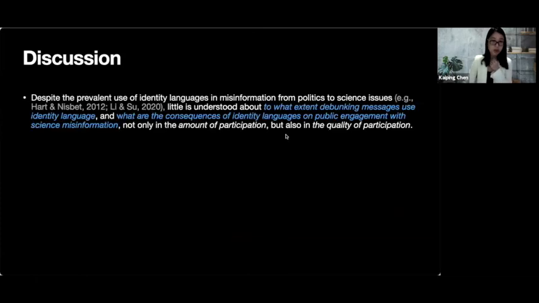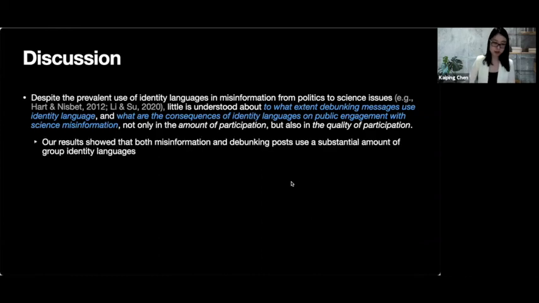So let me summarize our paper. We see that despite the prevalent use of identity language in misinformation, from politics to science issues, little is understood about to what extent debunking messages on social media use identity language, and what the consequences of identity language are on how the public engage with misinformation, not only in the amount of participation, but also in the quality of their participation.